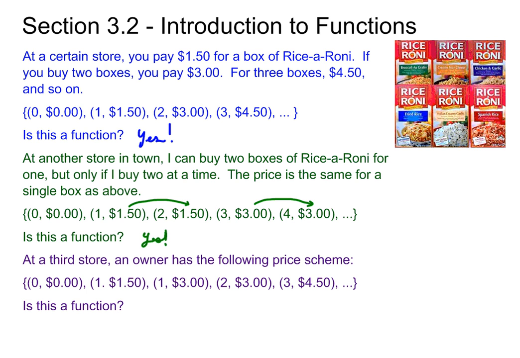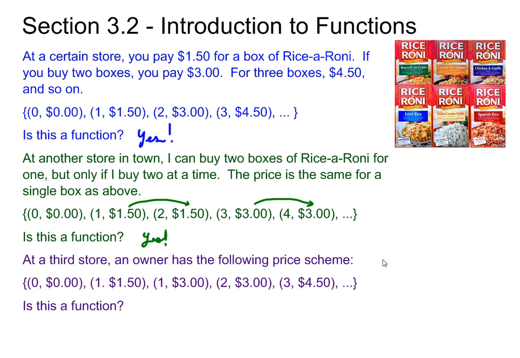All right, so I decide to go to a third store. This time, the owner has a different pricing scheme. He says, well, okay, if you're buying 0 boxes, you're paying $0, clearly. But if you buy 1 box, you're paying $1.50, but maybe if you buy 1 box, he wants to charge you $3. Seems a little crooked, right? Two boxes, well, let's say you pay $3, but 3 boxes is going to charge you $4.50.